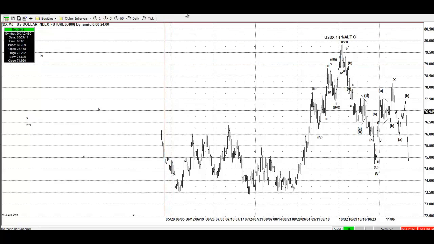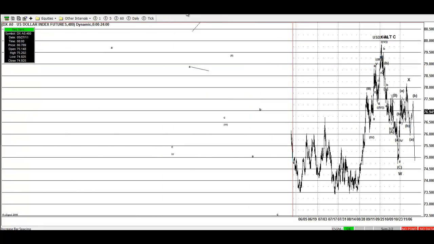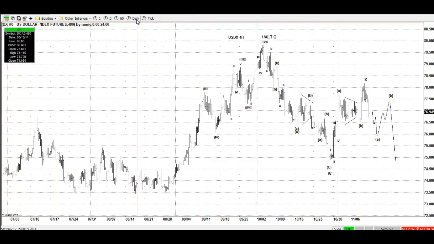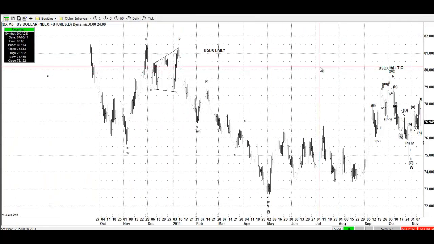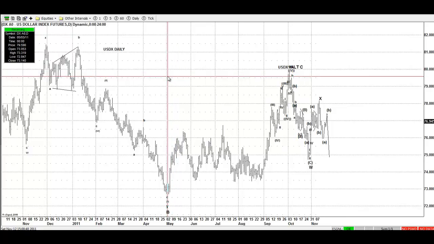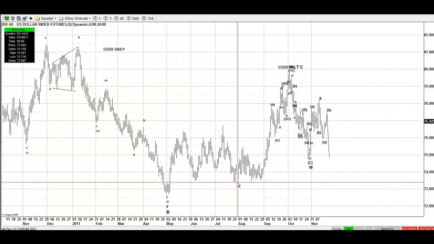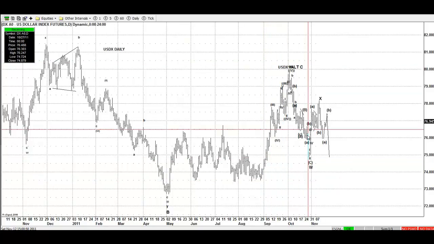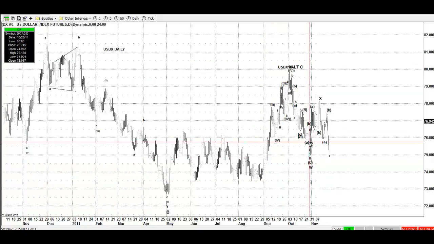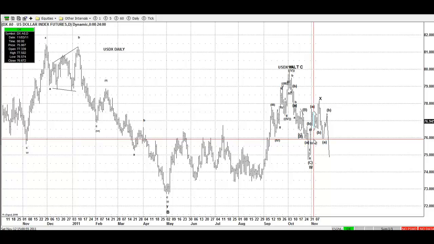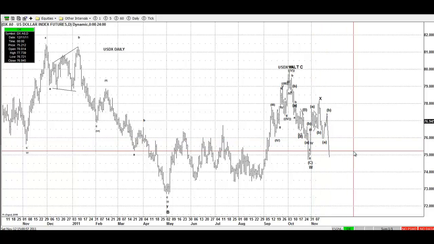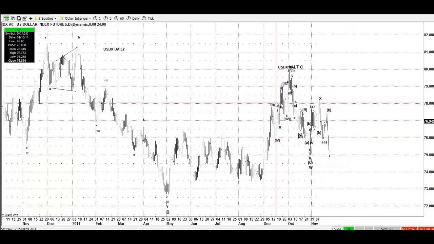May 4. Wait one second, I need to go to the daily. If you go to the daily on the dollar index, you see May 4 is the key. Now, the question is, is the dollar bottom? Is this a nest, 1, 2, 1, 2? That's the huge question. Or the dollar is going to go higher in an ending diagonal, or the dollar is going to go lower in the ending diagonal.